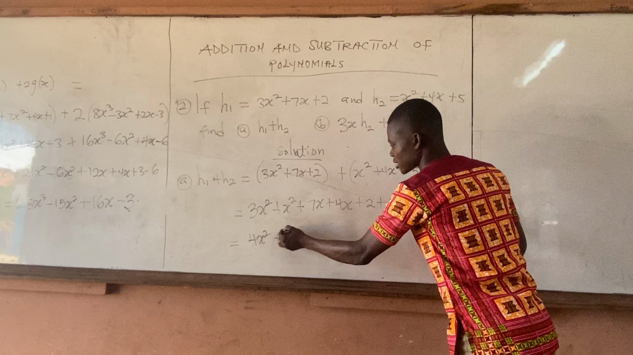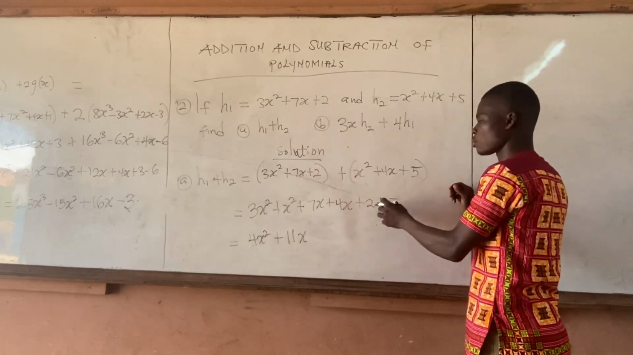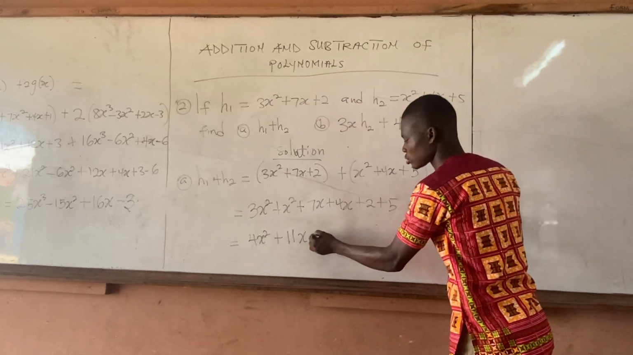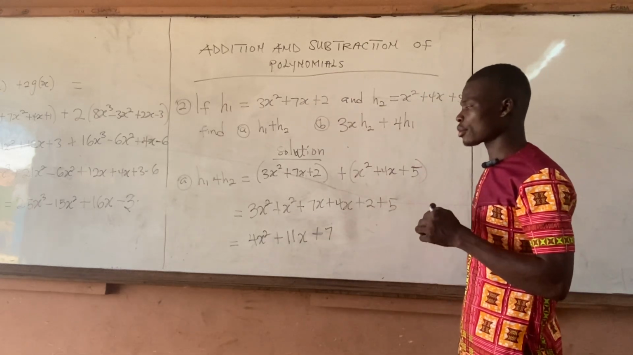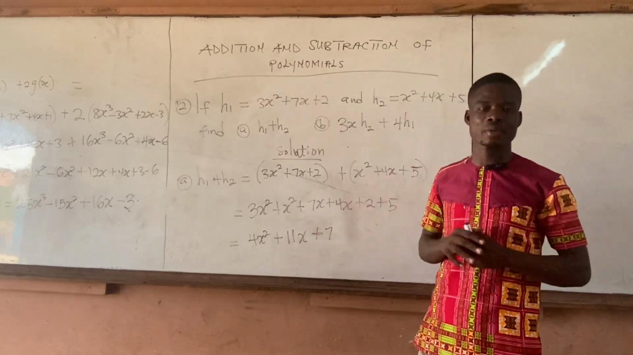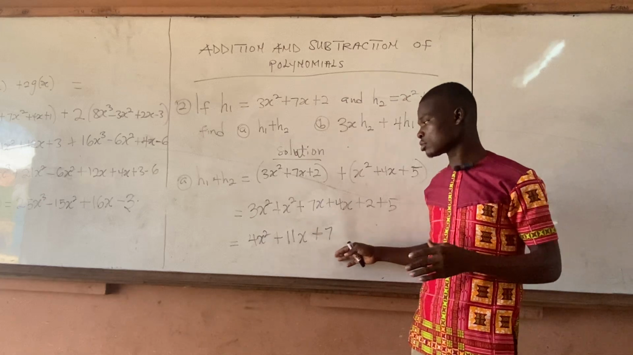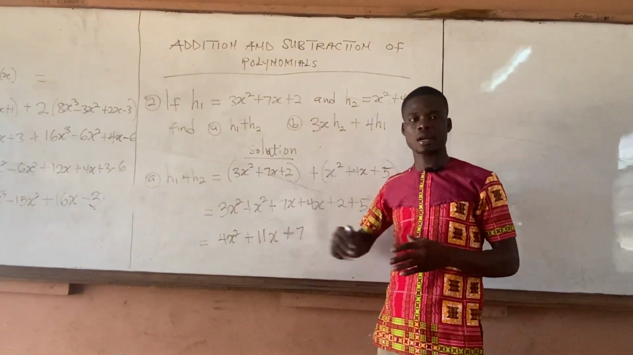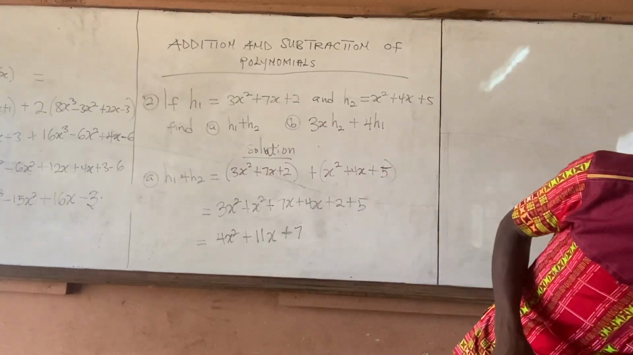Then 7x plus 4x. 7 plus 4 is 11. So 7x plus 4x is 11x. 2 plus 5 is what? 7. Now, this is how to add these two polynomial functions. This is how to add them. And this is the final result when you add h1 and h2.